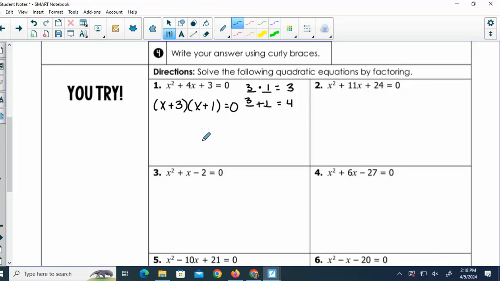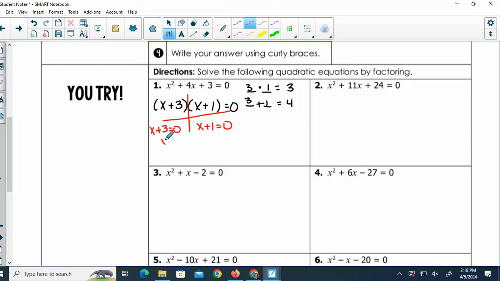You could multiply it back out and see if it works. Now from here, the only way we get 0 in a multiplication problem is if one of these things is equal to 0. So what we're going to do is set both of those equal to 0. So I need to know, when does x plus 3 equal 0? And when does x plus 1 equal 0?